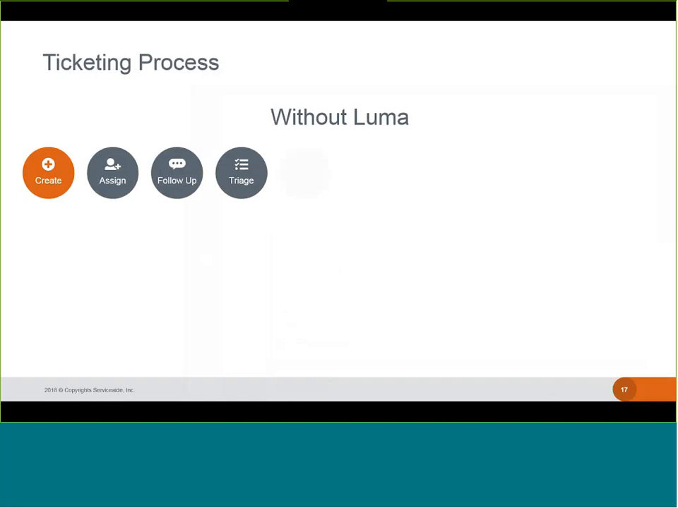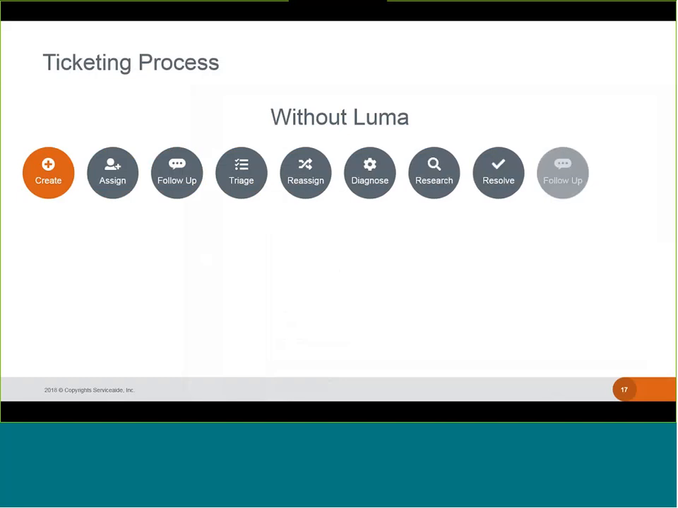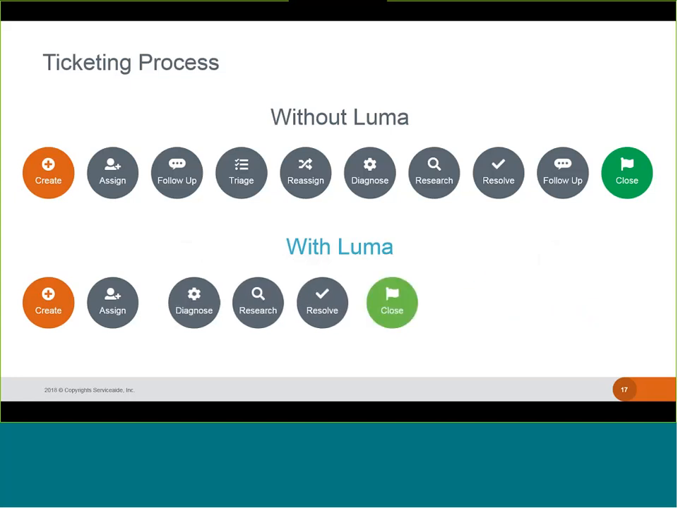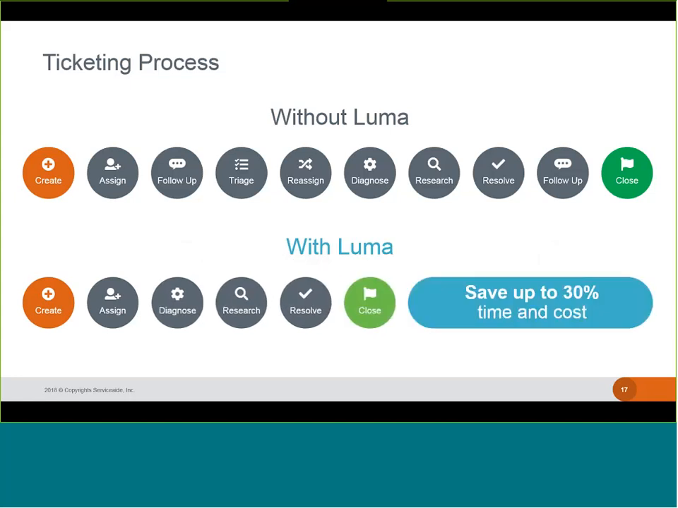So now talking about the ticketing process, because when we designed Luma, we really looked at the ticketing process. This is the before state of where we can automate, where we can take steps out of this process, completely automate and eliminate those steps. So this is where Luma comes in, and we feel like with the improvements to follow-up, the improvements on triage and correct assignment, that we can save about 30% of ticketing time for tickets that start in the Luma process, the Luma interface.